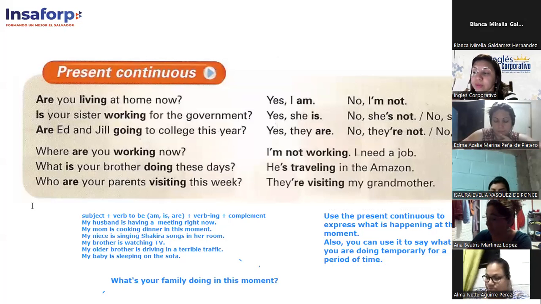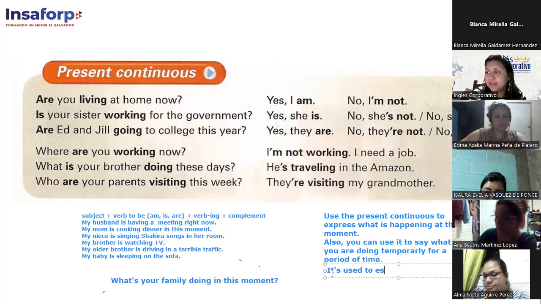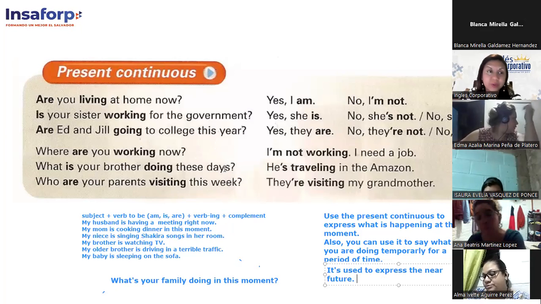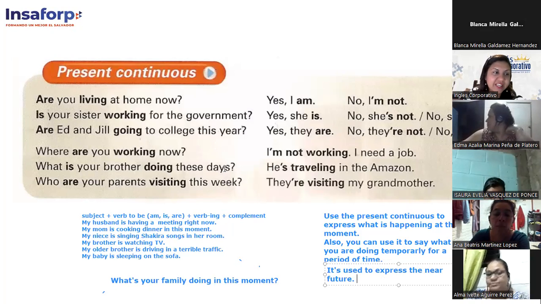Also, you can use the present continuous to express the future. The near future. For example, Ed and Jill are going to college this year, or I'm going to the concert next weekend. Also to express the future, the near future, el futuro cercano, y que usted está seguro que va a suceder. Okay.